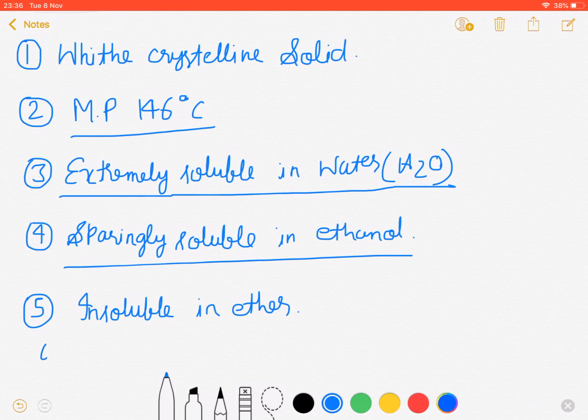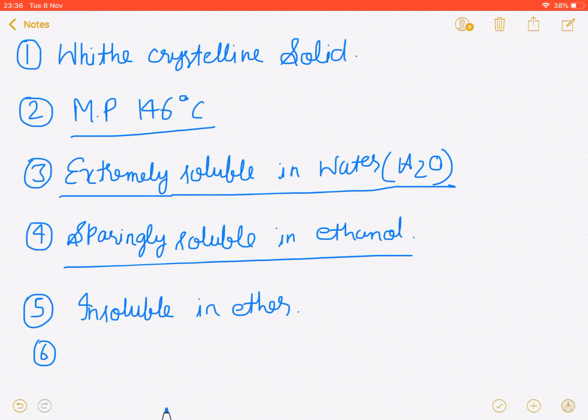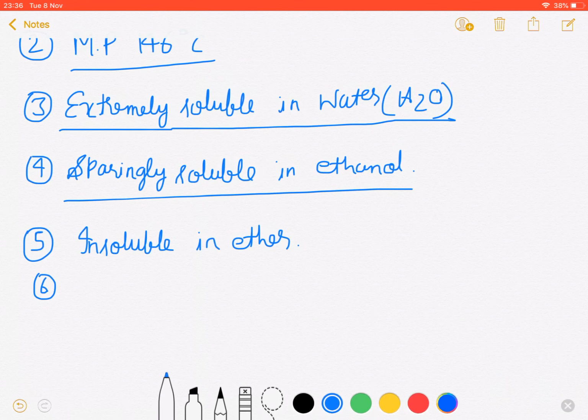And number six is that it is optically active. Optically active means it has the capacity to rotate the plane of polarized light either to the left or right direction. So definitely it has some optical properties. As you have already seen, glucose was rotating the plane of polarized light to the right direction, that's why it was plus glucose.